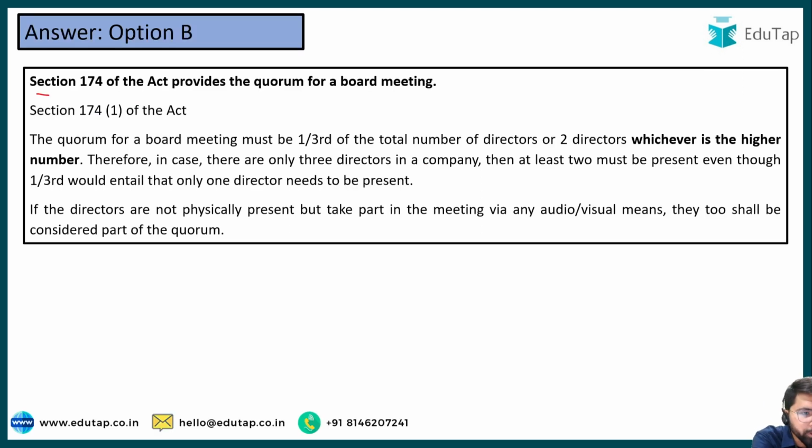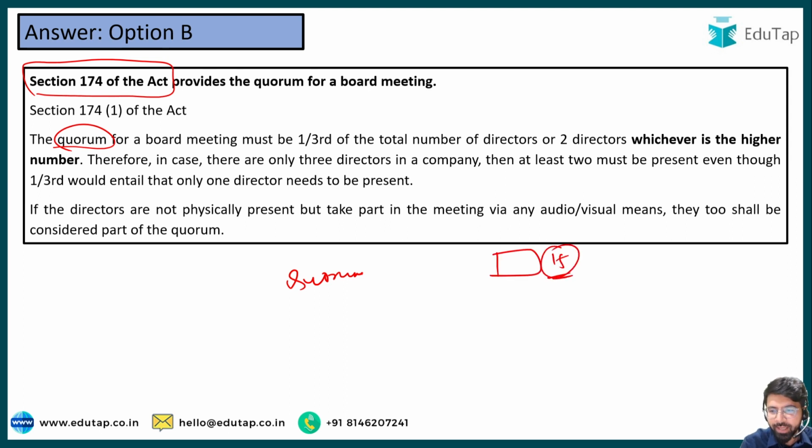Section 174 of the Companies Act categorically states the quorum. What exactly do you mean by quorum? See, the number of board of directors can be anything up till the maximum number, which is 15, in public companies, in private companies, and in one-person companies. So the maximum number of directors who can be part of the board of directors is 15.